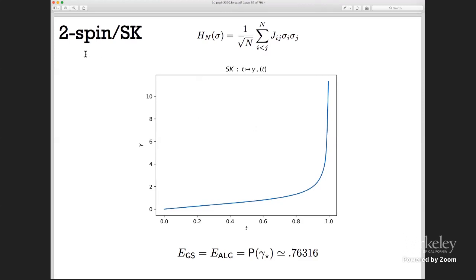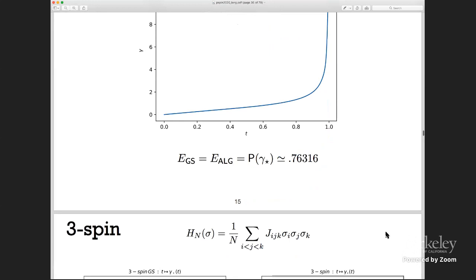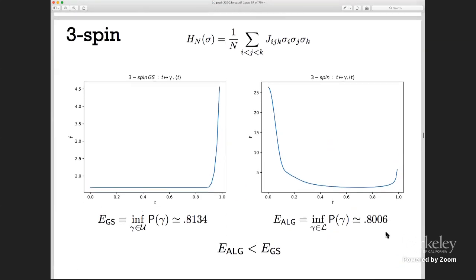You can solve this for SK. So for the two-spin model, you can minimize this Parisi formula. And this is the gamma that minimizes the Parisi formula. Okay. So it's strictly increasing, at least according to my discretization. And so you see that there is no overlap gap. So I do actually believe that there is no overlap gap. And in this case, the optimal value is the one that is achieved by our algorithm, which is given by this number.